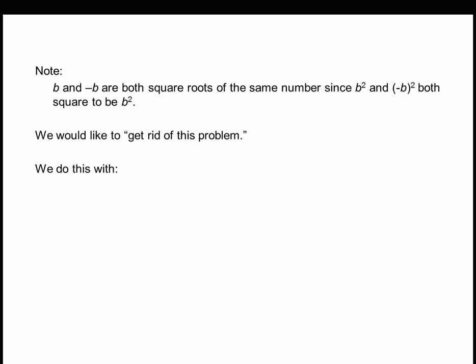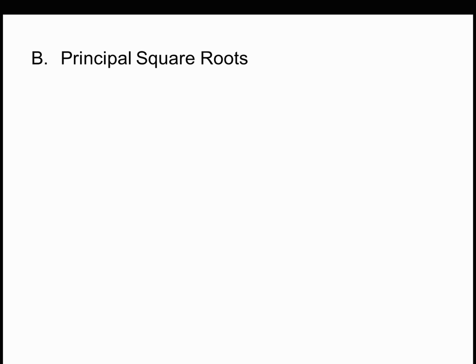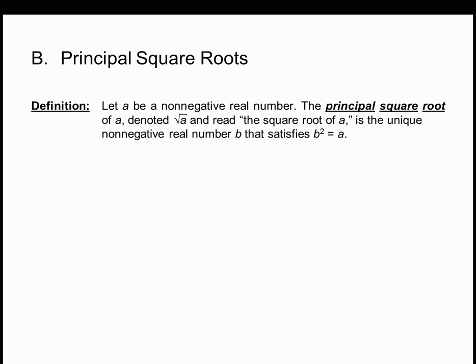In mathematics, if we have a problem that we want to get rid of, we do it with a definition. So, principal square roots. Definition. Let a be a non-negative real number. The principal square root of a, noted like this, probably what you were thinking of when we said a square root of a, and it's read the square root of a, is the unique non-negative real number b that satisfies b squared equals a. Notice we've inserted this word non-negative for b as well, so b is not allowed to be negative.